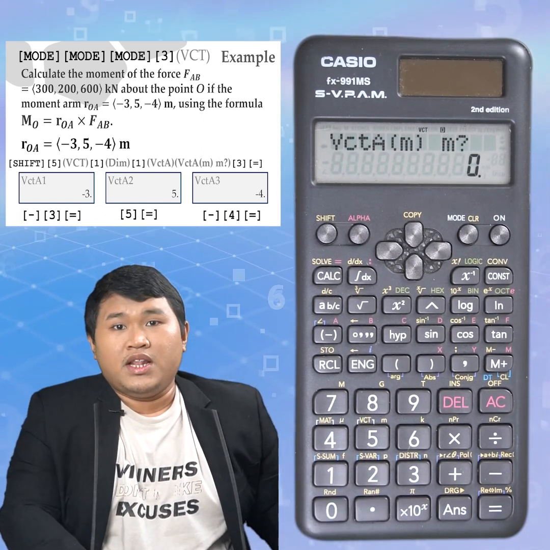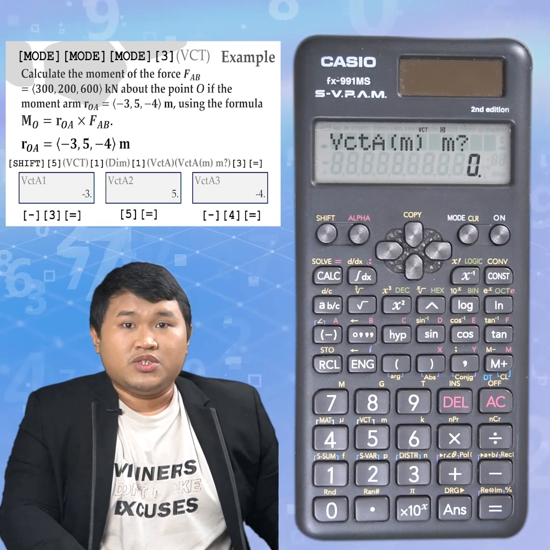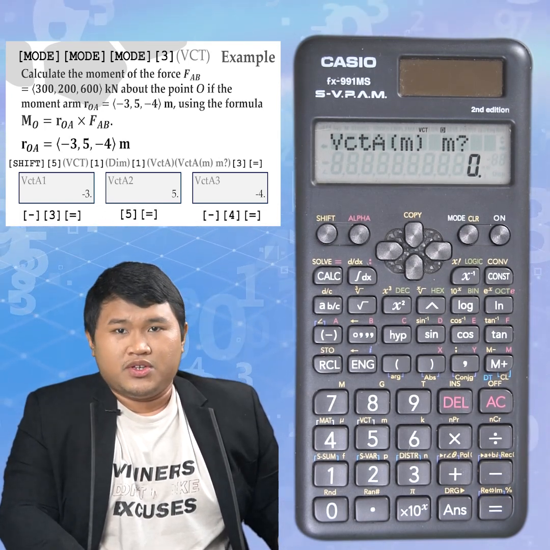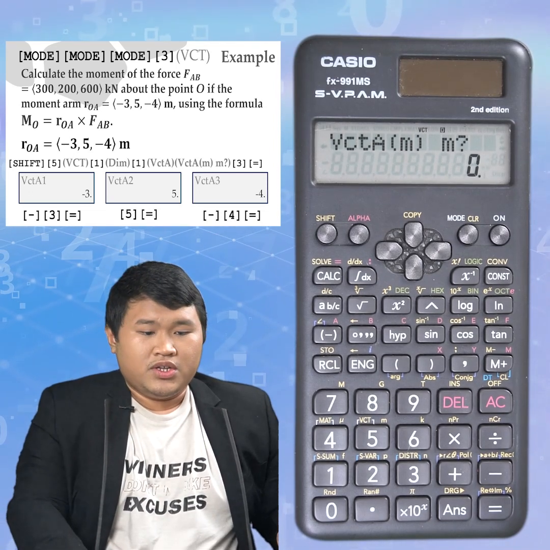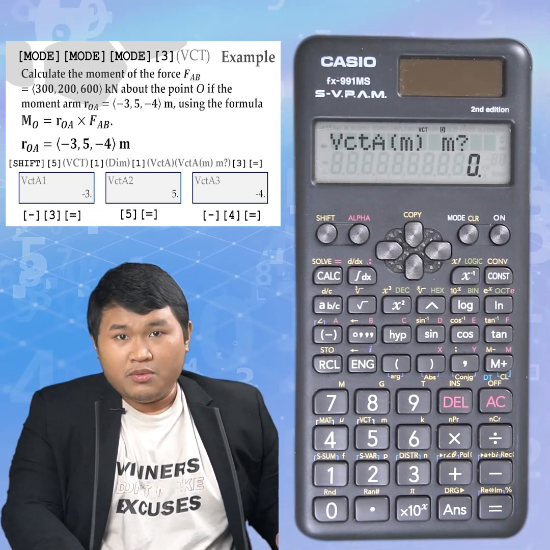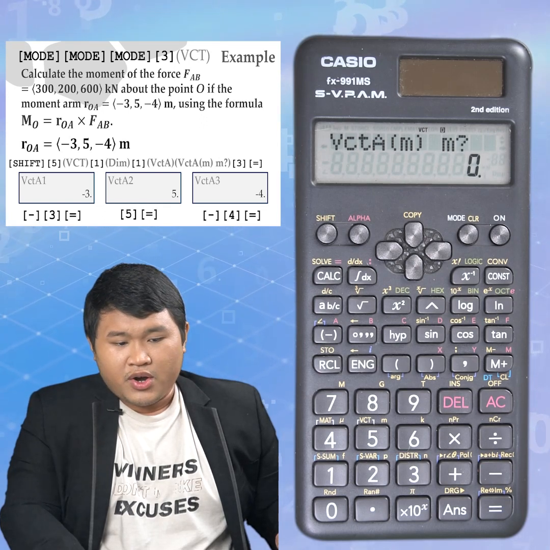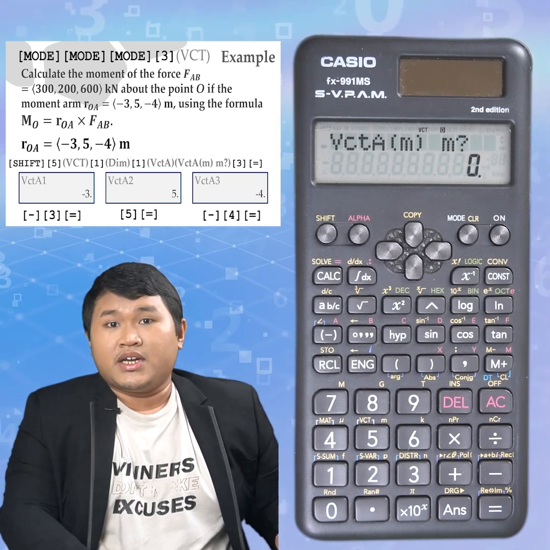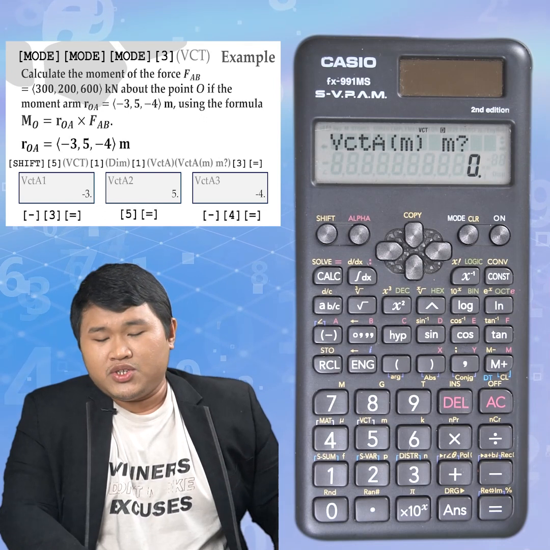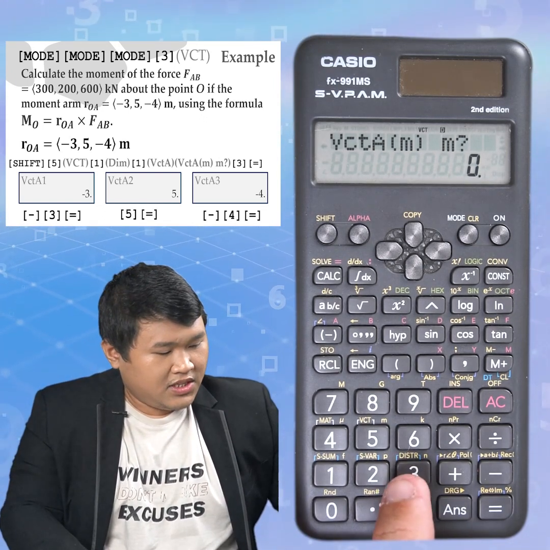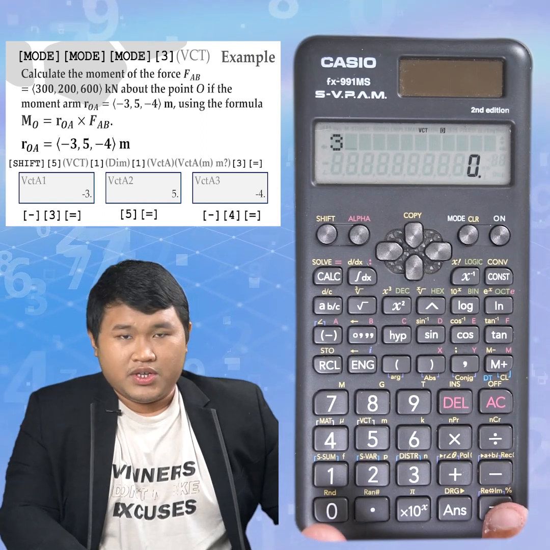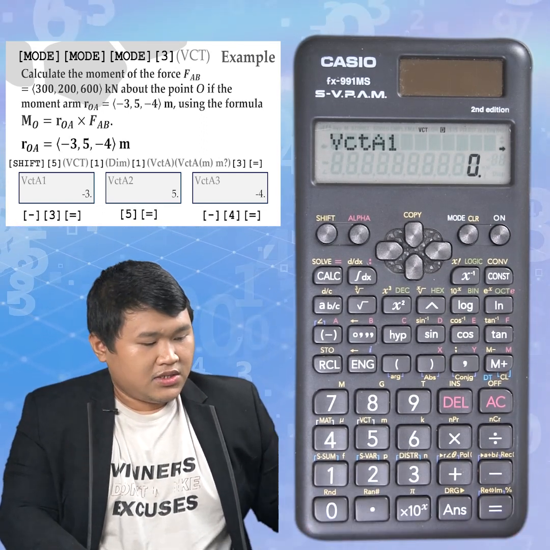Next, the calculator will ask us what is the dimension of this vector. So is it a 2-dimensional vector or a 3-dimensional vector? Now, for the moment arm ROA, there are 3 numbers inside the angle brackets. So this is a 3-dimensional vector. So we are to press 3 to represent a 3-dimensional vector. And then we press equals.